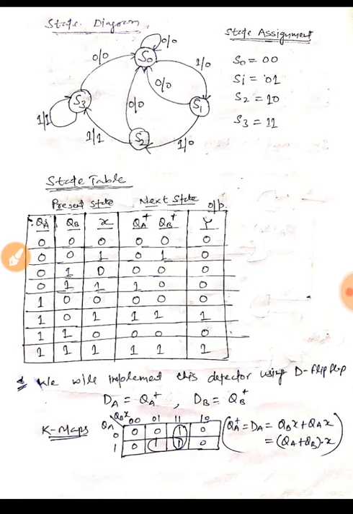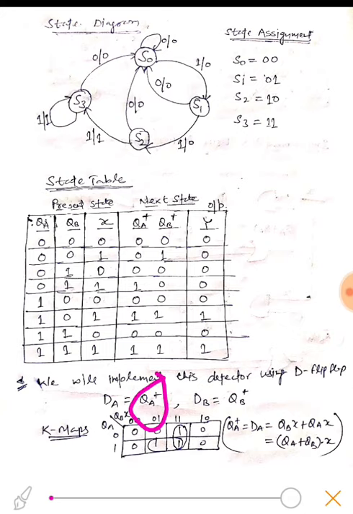So here we have the next states as QA plus and QB plus. As we need 2 flip-flops, we would say DA is equal to QA plus and DB is equal to QB plus. The next state is equal to the input provided. DA is the input for flip-flop A, DB is the input for flip-flop B. So we have already calculated the expressions of QA plus and QB plus.